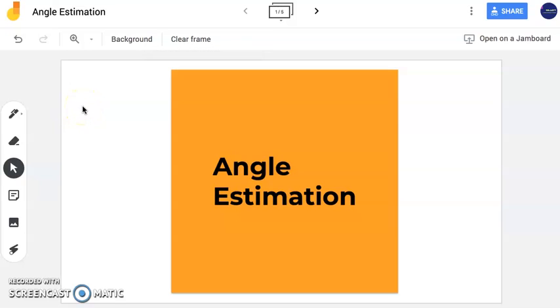Hello, today we're going to focus on angle estimation. Now we have been working on identifying and classifying angles, determining if they are acute, obtuse, or right angles.